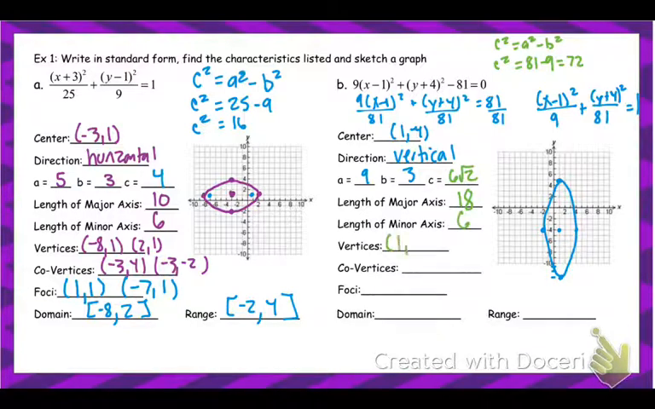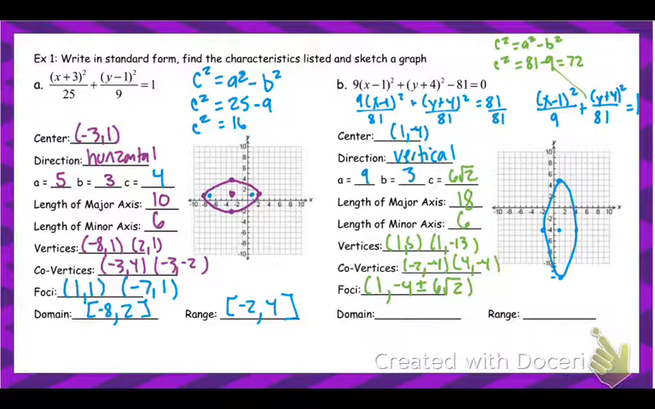Vertices are up and down, so 1, 5, and 1, negative 13. Covertices, negative 2, negative 4, and 4, negative 4. Foci, we are changing the y-coordinate, not the x-coordinate. So my x-coordinate is 1. To get the y-coordinate, I'm going to add and subtract the c value, so negative 4 plus or minus 6 root 2. It doesn't really get very pretty. We're just going to leave it in that irrational form.